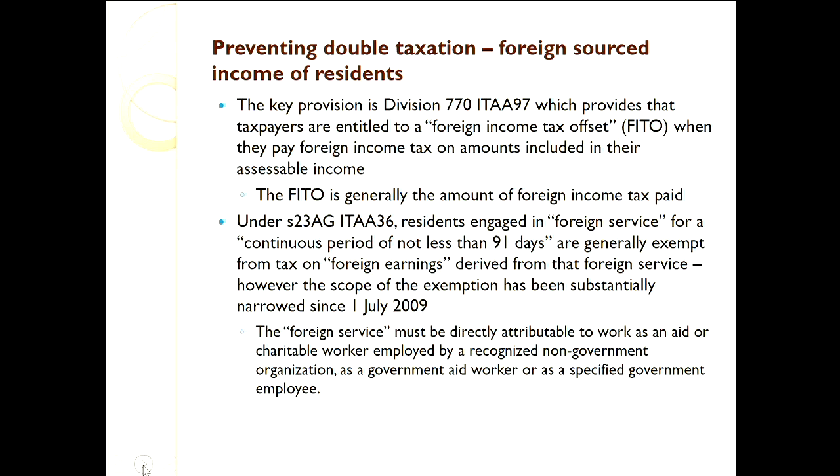One very narrow exemption that exists in the law, 23AG of the 36 Act, is for the benefit of a very narrow class of people, people working in charities and non-government organisations, where they have worked overseas for a period of not less than 91 days, so at least 91 days. The income they earn is exempt from tax in Australia. The one I want you to know is 770.